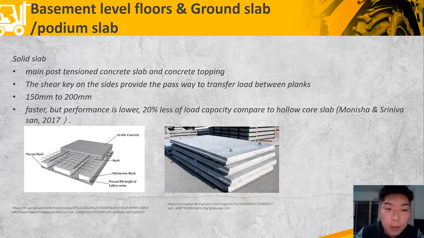Solid slab consists of main post-tension concrete slab and concrete topping. The shear key on the sides provides a pathway to transfer load between planks. The thickness varies from 150 mm to 200 mm. Solid slab construction is faster, but performance is lower. A recent study shows generally solid slab has 20% less loading capacity compared to the hollow core slab.